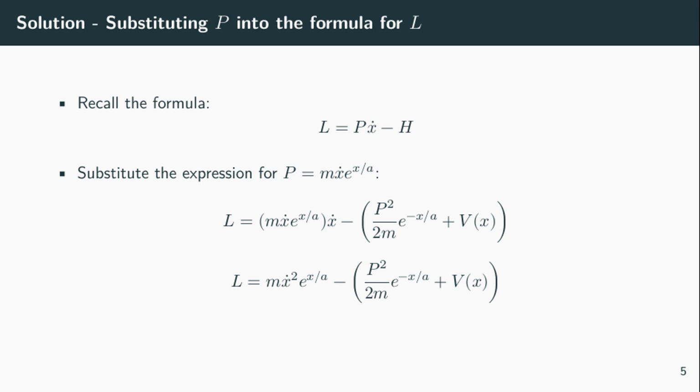Okay, let's go back to our formula for L equals p times x dot minus H. Now we substitute the expression we just found for p, which is m times x dot times e to the power of x over a. So L equals m times x dot times e to the power of x over a times x dot, minus the entire expression for the Hamiltonian, which is p squared over 2m times e to the power of minus x over a plus V of x. Let's simplify the first term. x dot times x dot is x dot squared. So L equals m times x dot squared times e to the power of x over a minus p squared over 2m times e to the power of minus x over a, plus V of x.